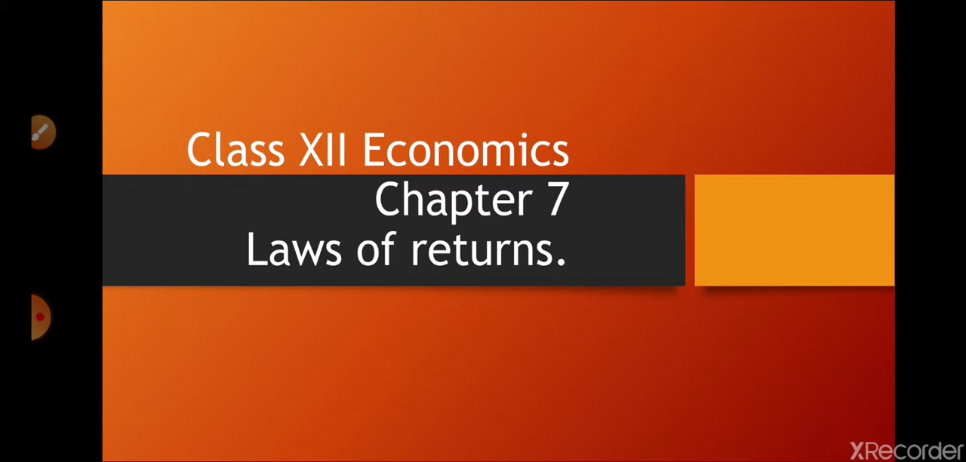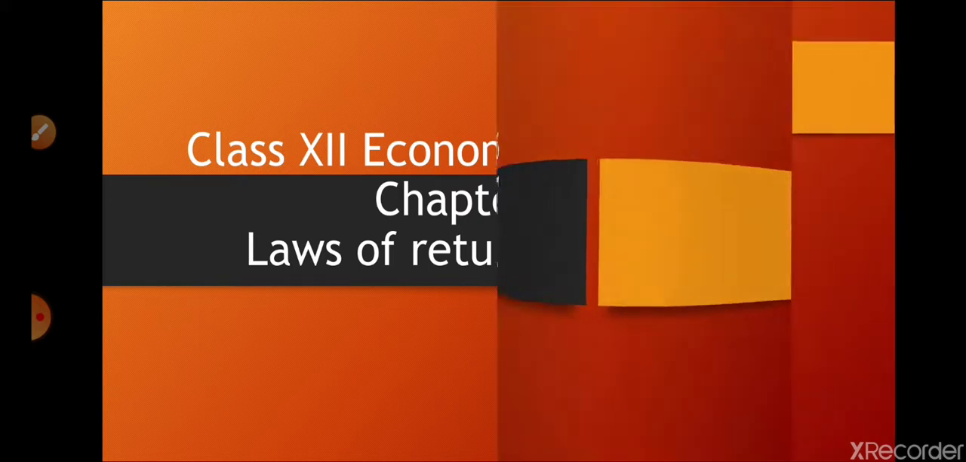So let us start chapter number 7. This chapter is law of returns, returns to a factor, and returns to a scale. So what are the laws of returns, returns to a factor, and returns to a scale, we'll discuss in this chapter. This chapter will discuss the concept of production, production function, and then short run and long run production function. These 4 topics we are going to discuss today. So let us start our concept.